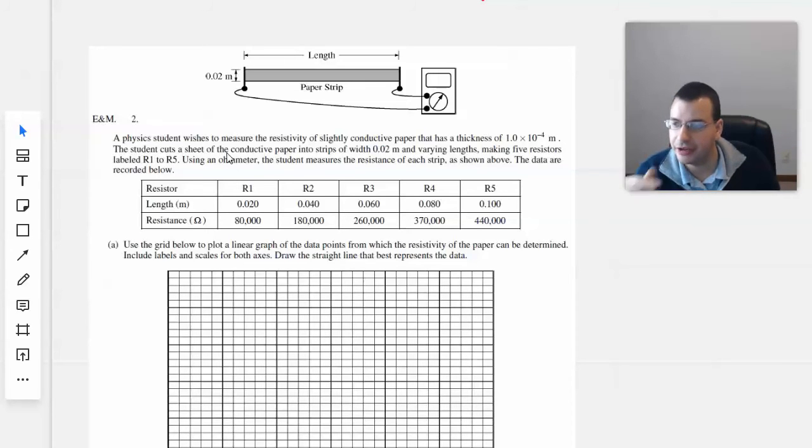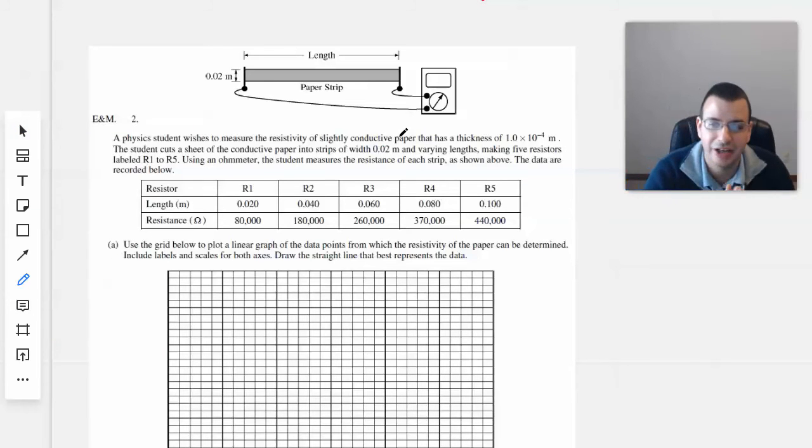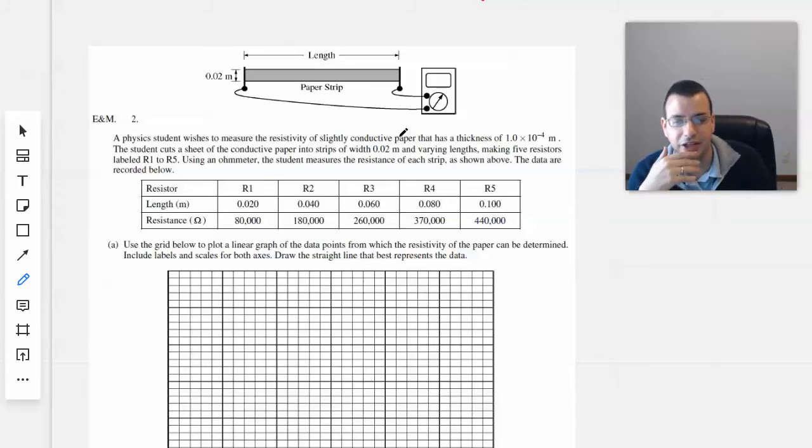So we're talking about a physics student who wishes to measure the resistivity. I don't think I've even defined that yet. I will in a sec. A slightly conductive paper that has a thickness of that. The student cuts a sheet of the conductive paper into strips with a width of this and varying lengths, making 5 resistors labeled R1 through R5. Use an ohm meter to measure the resistance. The student measures the resistance of each strip as shown above. The data are recorded below.